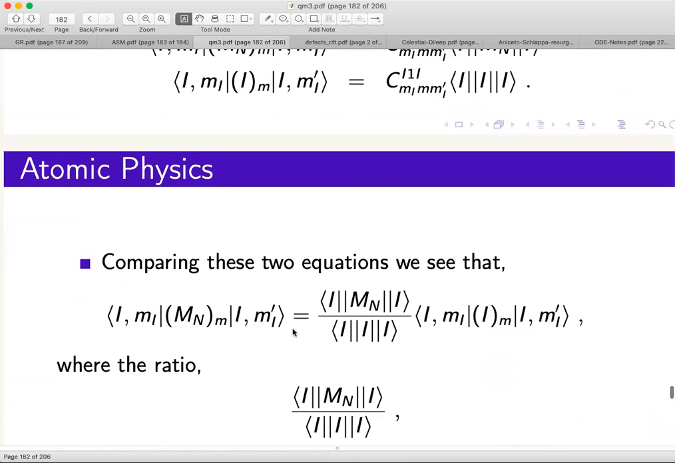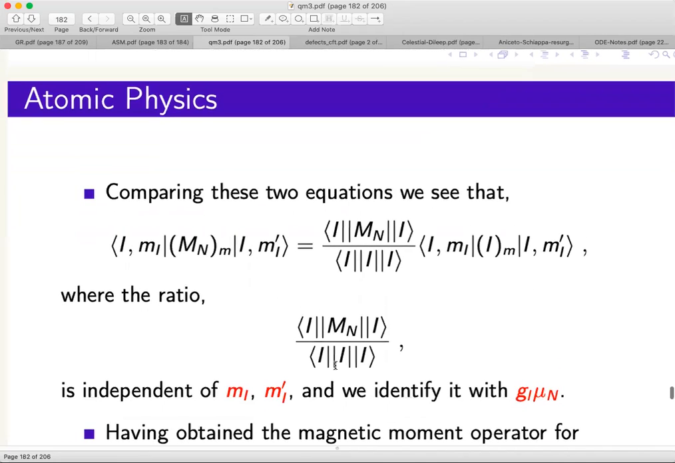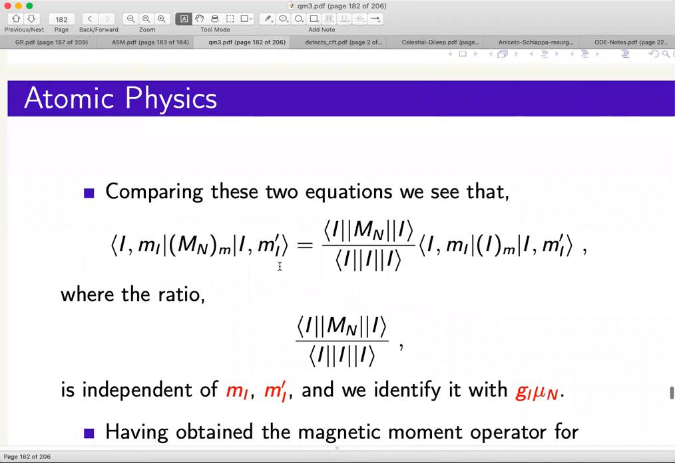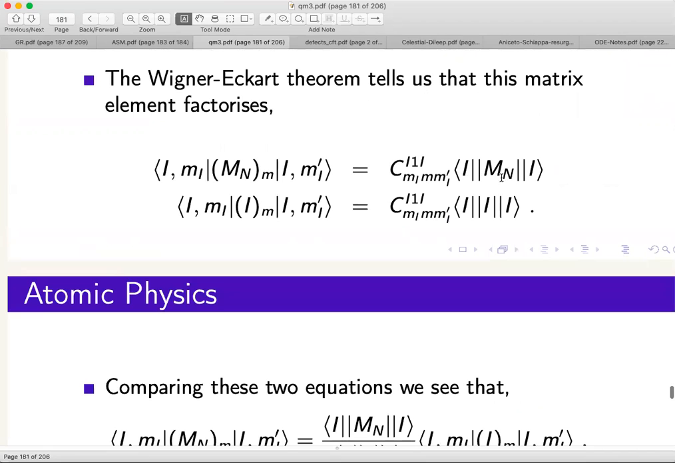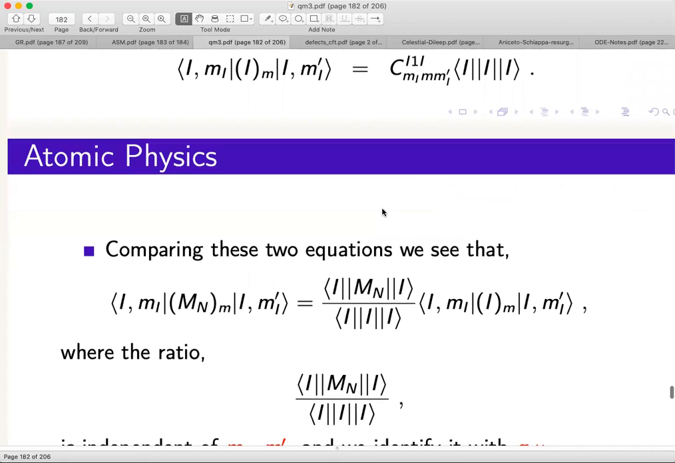Fine. So what we have done is we have traded off the computation of the matrix element of Mn to computation of the matrix element of the nuclear angular momentum, up to a ratio of reduced matrix elements. And the reduced matrix elements have the property that they are independent of the magnetic projections, simply because this reduced matrix element by definition does not depend on m and m prime values.